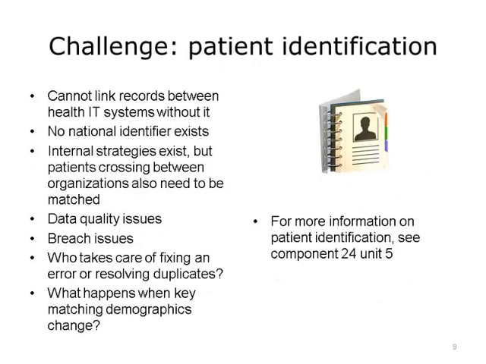A third challenge is related to matching patients. How does the system identify a patient? And then when exchanging information with other systems, how do the systems determine that they are communicating about the same patient? We cannot link records between health IT systems without matching patients. If each person had a national identifier that uniquely identified them to the healthcare system, such as a Social Security number in financial transactions, this would not be a problem. There have been many discussions about the pros and cons of having a national patient identifier. It is still being discussed at the time of this lecture.